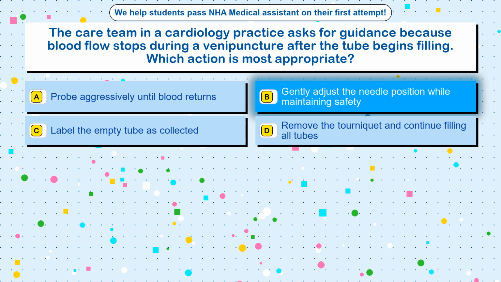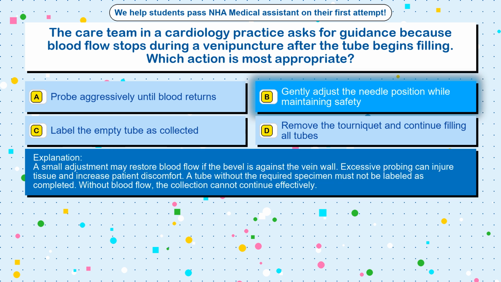Gently adjust the needle position while maintaining safety. A small adjustment may restore blood flow if the bevel is against the vein wall. Excessive probing can injure tissue and increase patient discomfort. A tube without the required specimen must not be labeled as completed. Without blood flow, the collection cannot continue effectively.